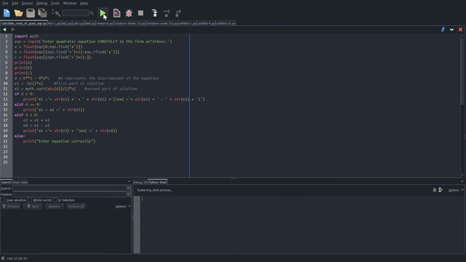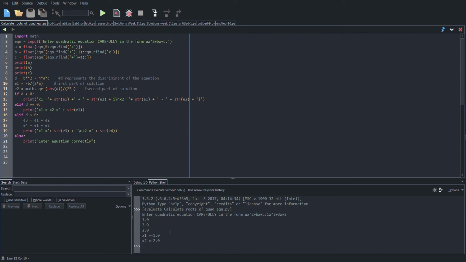Let's see. If this is 1 and this is 3 and this is 2. So basically factors of 2 that will add to give 3: 2 and 1. 2 times 1 is 2, 2 plus 1 is 3. The roots are supposed to be -1 and -2. There you go, it gives you -1 and -2. So it indexes A as 1, B as 3 and C as 2, and then it calculates the roots. The roots are -1 and -2.